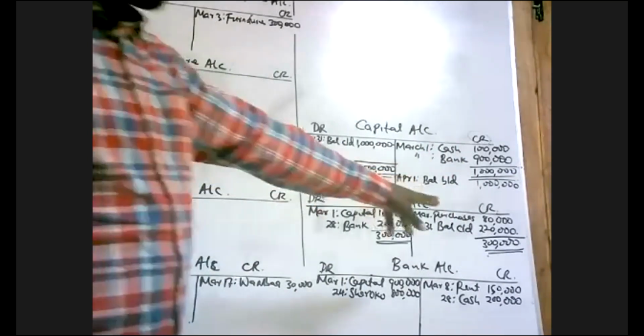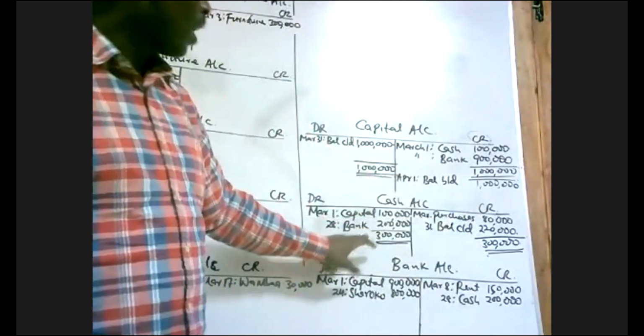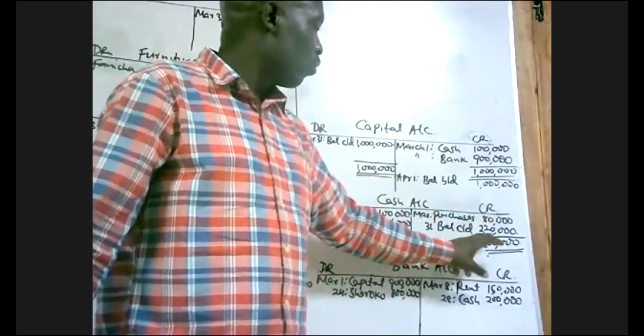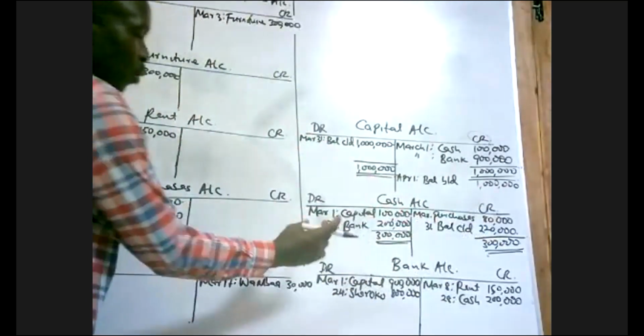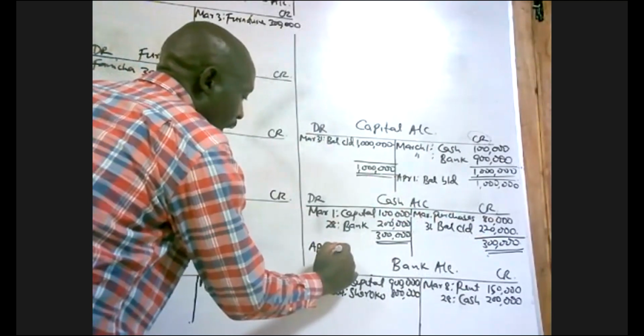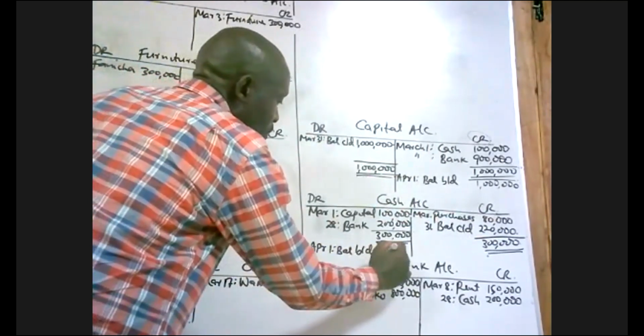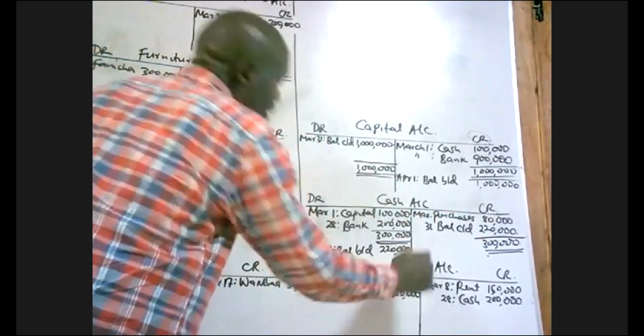This 220,000 is a debit balance. The reason being, it is the debit that had more than the credit. So when we start the new month, we shall record it here. April 1, balance brought down 220,000.